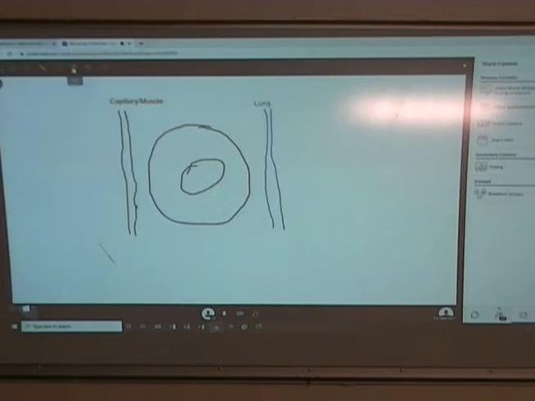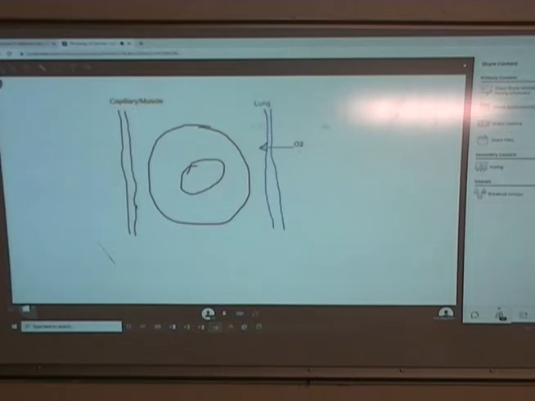All right, so let's do oxygen first of all. Let's make oxygen black, make it easy. Okay. O2. All right, so our O2 is going to leave the lung and jump onto the hemoglobin on the red blood cell, right? Remember that much?